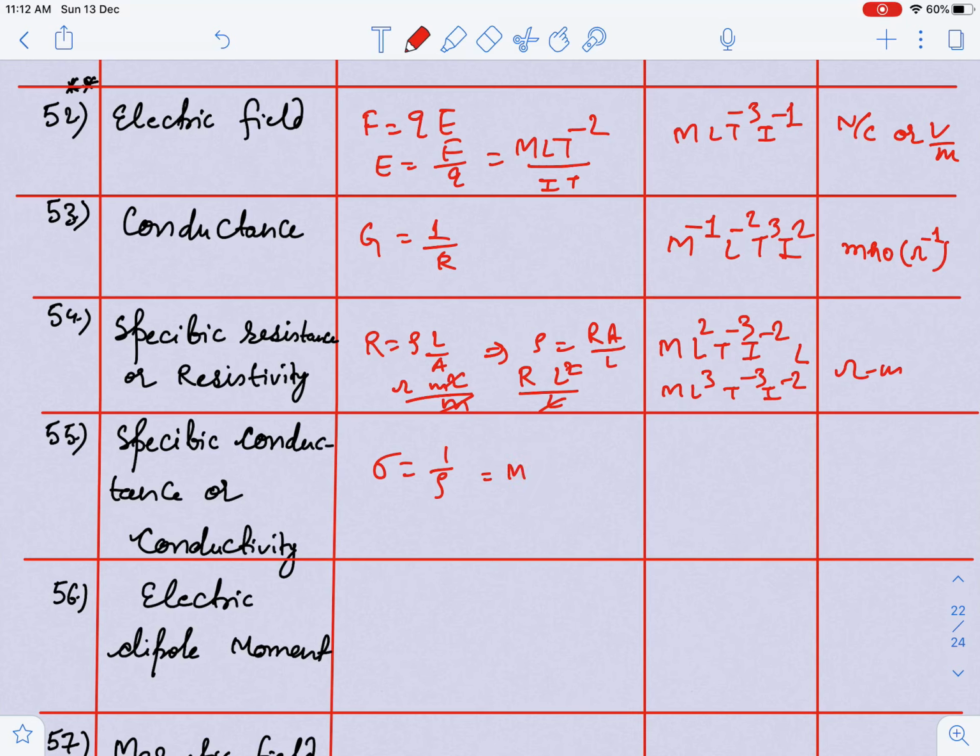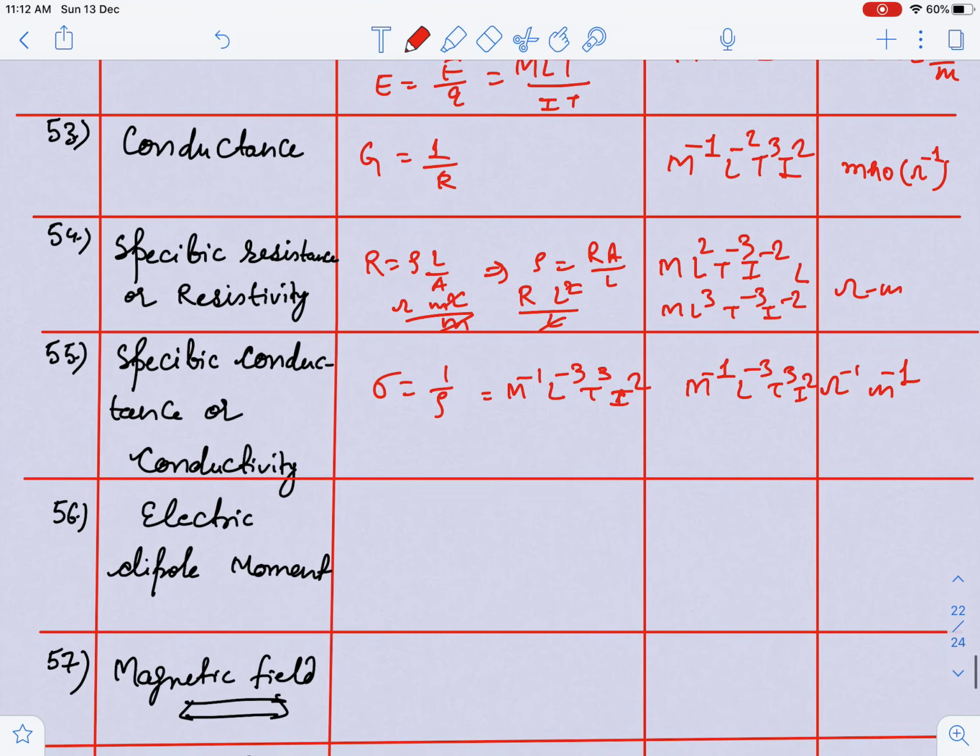So, guys, it will be M to the power minus 1, L to the power minus 3, T to the power 3, I to the power 2. So I can write, guys, M^-1 L^-3 T^3 I^2. So this is ohm inverse meter inverse. Unit is ohm inverse meter inverse.